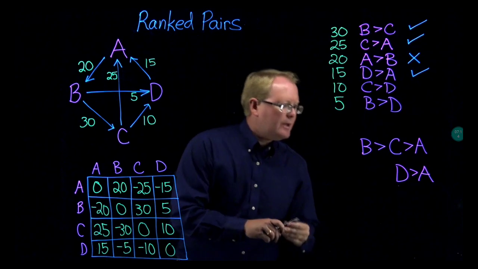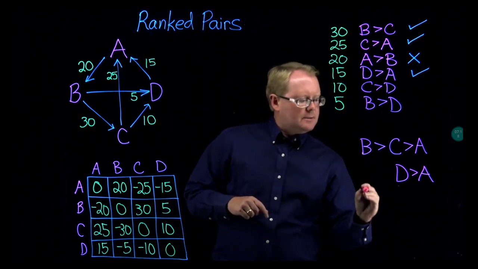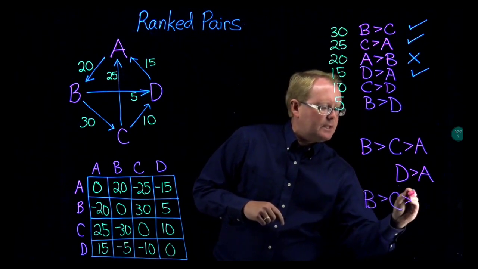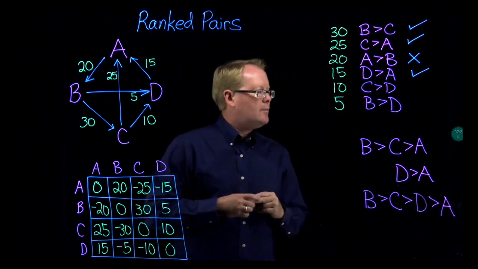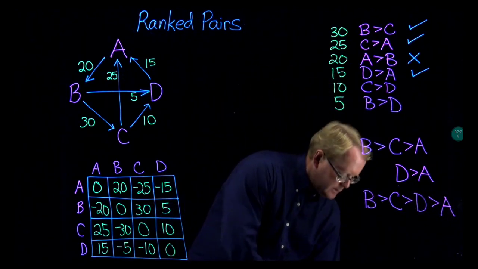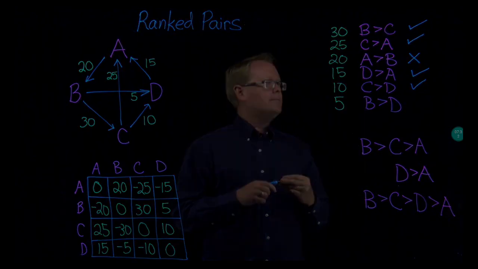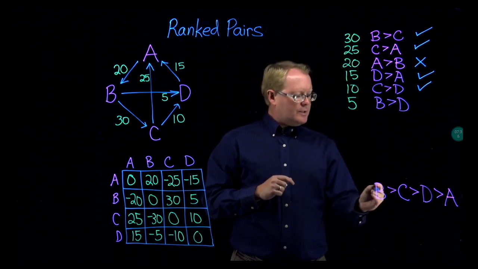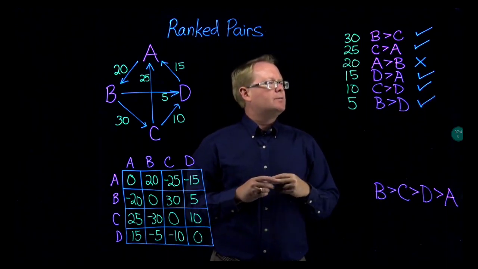So that means, in summary now, what we have is that B is bigger than C, is bigger than D, is bigger than A. That's the only place D could go because D has to be smaller than C, but bigger than A. Then finally, we have B bigger than D, which is compatible with the preferences we have below, and so we can put a check mark by that as well.